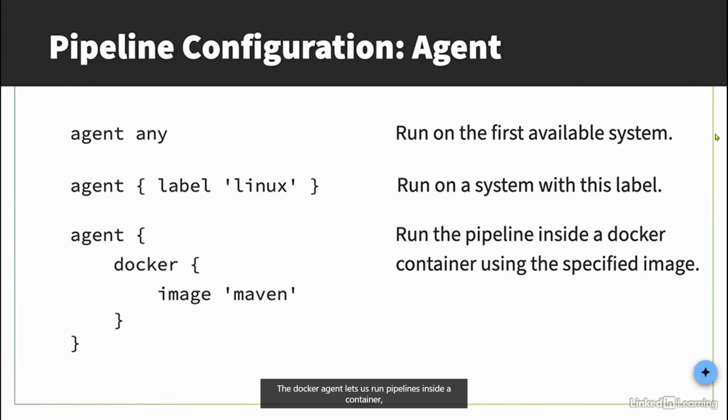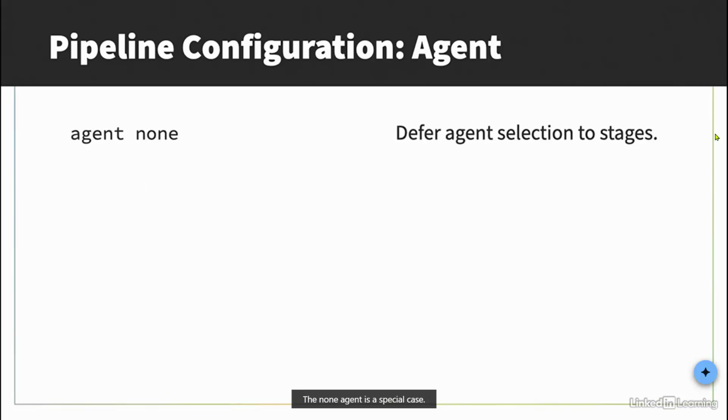The Docker agent lets us run pipelines inside a container, either on the Jenkins server or another server where Docker is running. This is useful for projects that need to build environments that are fresh and consistently provisioned on each build. The None agent is a special case. Since the agent selection at the top of a pipeline is applied to all commands, the None agent allows us to defer agent selection to stages. So using None allows you to use a different agent for each stage in the pipeline.